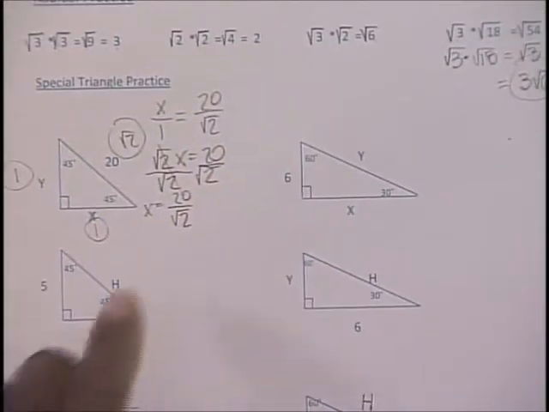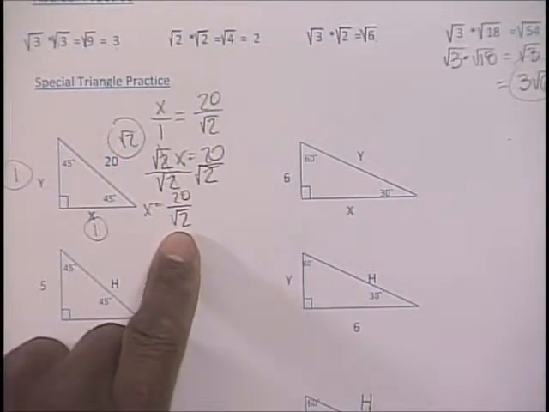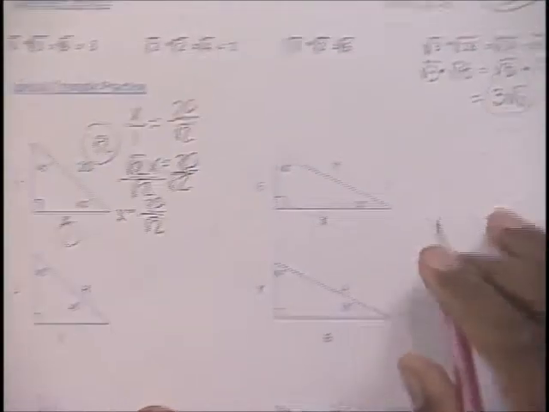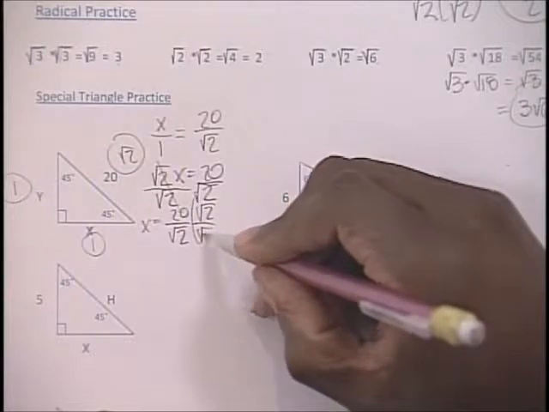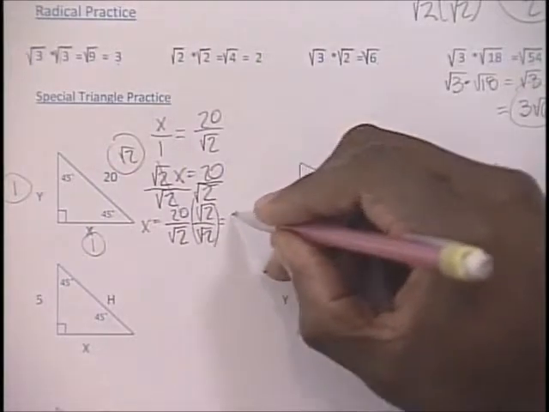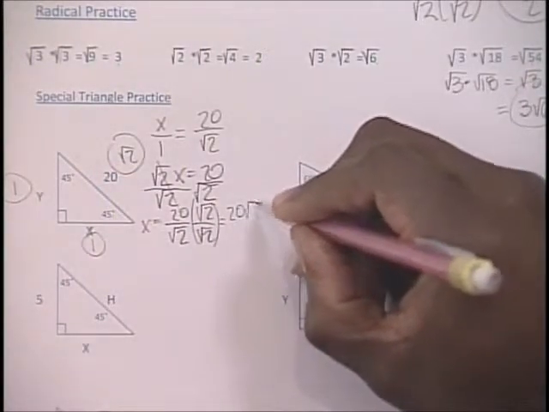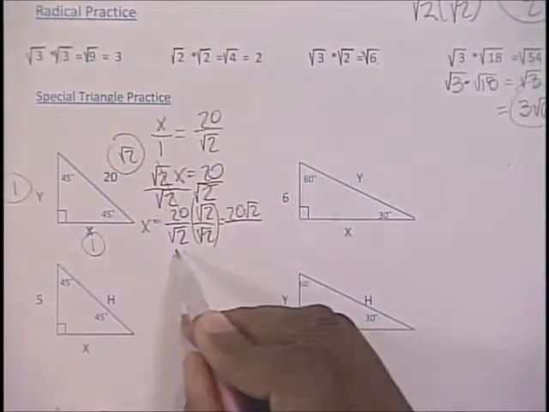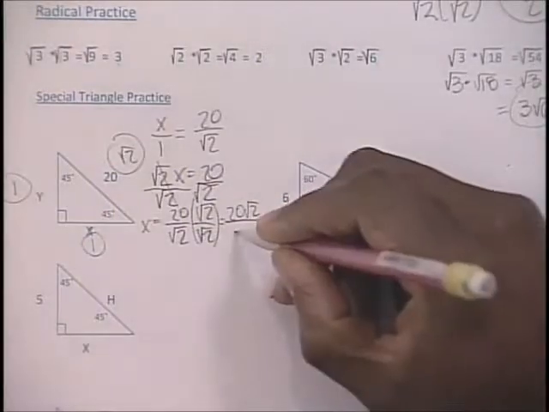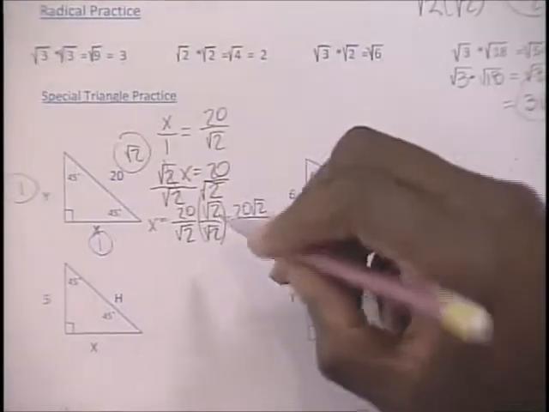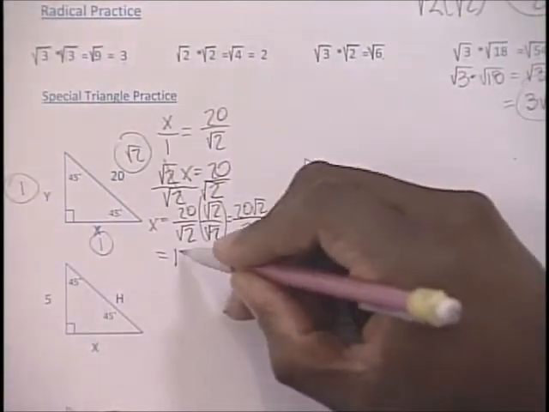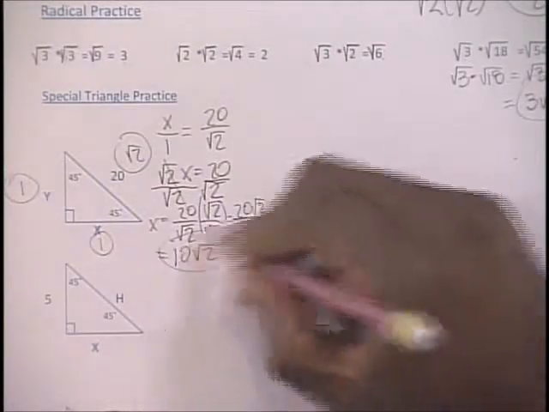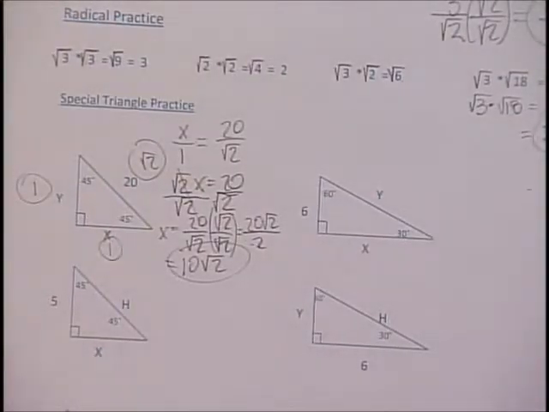Most textbooks don't want you to keep the radical 2 in the denominator, so let's do what we did up here. Let's multiply by 1, radical 2 over radical 2. What you end up with is 20 radical 2 over radical 2 times radical 2, we talked about that earlier, that's 2. So your final answer here is 20 divided by 2, radical 2, which is 10 radical 2, final answer.